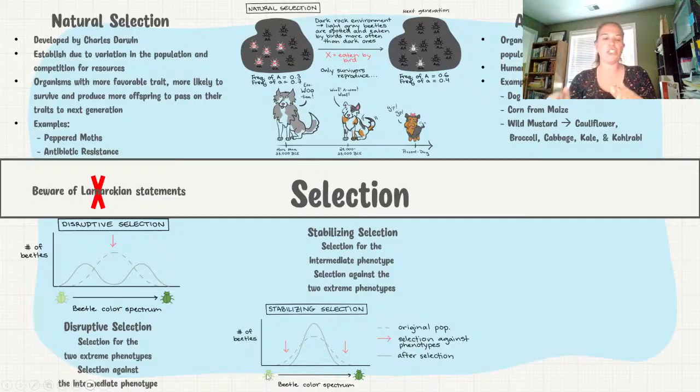Stabilizing selection, this has to do with if the intermediate is more favorable. Okay, so there's something about this intermediate that makes it more favorable. The biggest example, or the one that always comes to mind, is childbirth and child weights. So if a baby's too small, again, we're thinking evolutionarily, right? If a baby was born too early, then the baby's probably not going to survive. And if the baby is too big when it's born, then it's probably also not going to survive.